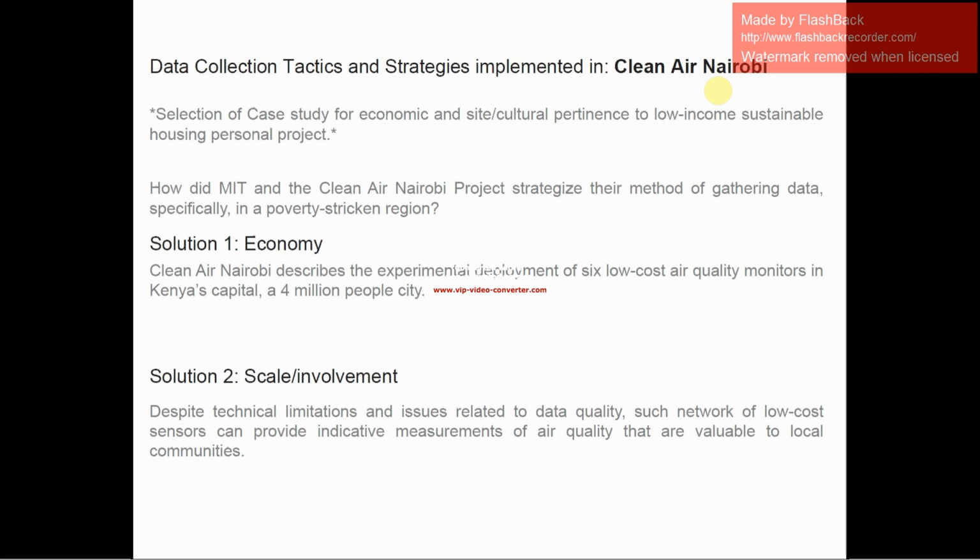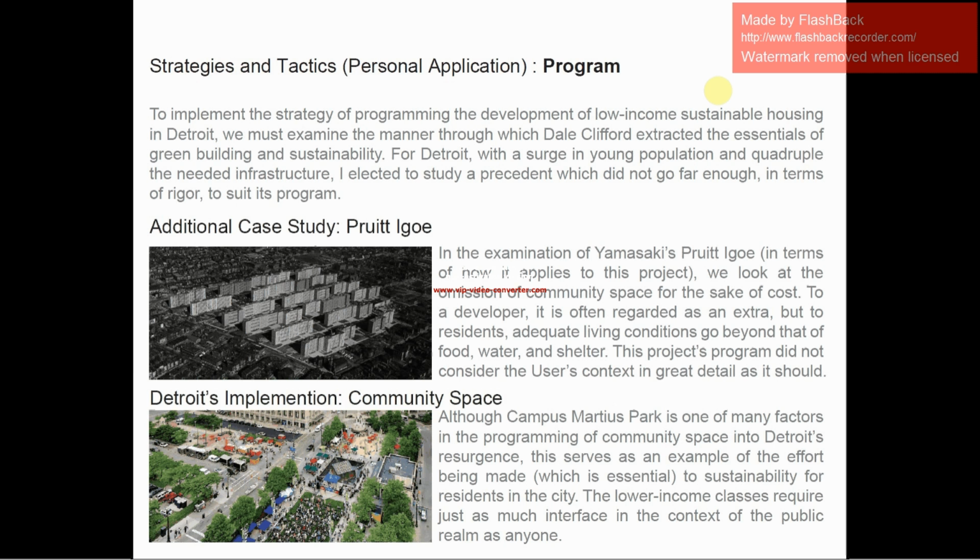And so you can see economy was one component of it in the Nairobi example, and then the scale and involvement, which I think is also very pertinent to the Detroit project of adopting these practices and methods and outcomes to Detroit for more sustainable housing for lower income families.